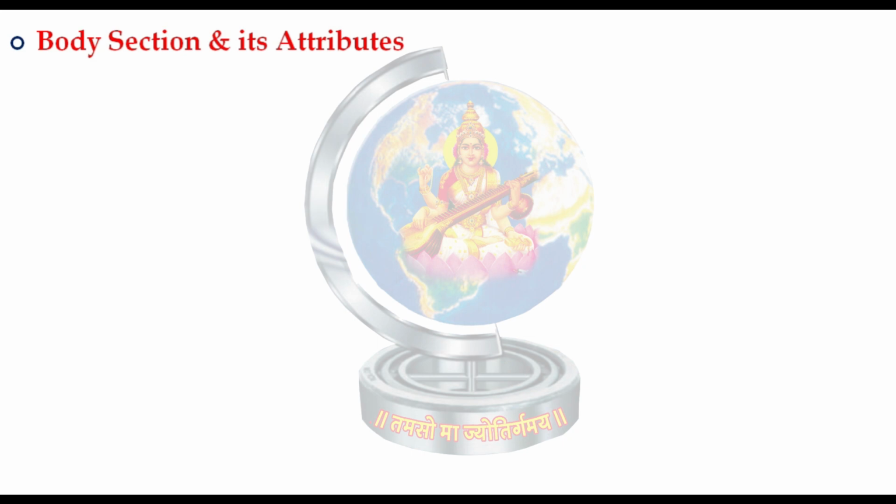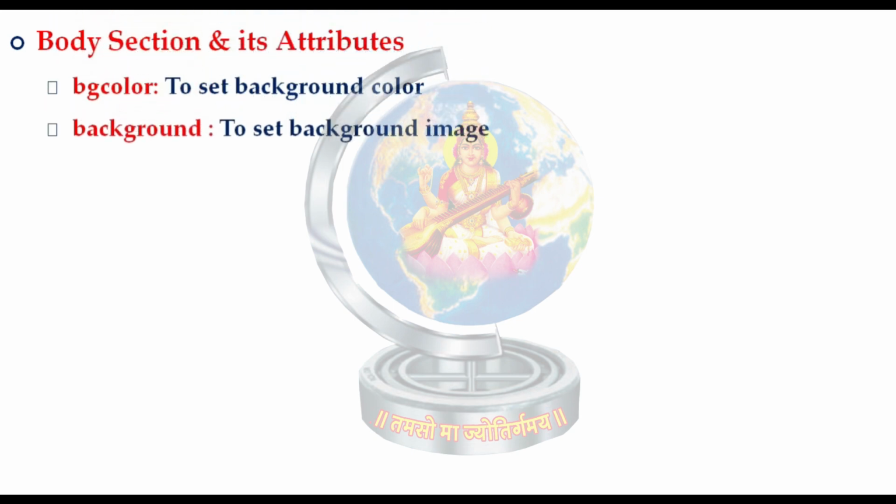In the body section we have seen a total of 5 attributes. The first attribute was BG color, which helps us set the background color of our web page. The second attribute is background, which helps us set a background image inside your web page so that it looks a little more colorful and attractive. The third attribute is text, which helps us set the color of your text or a heading inside the web page. Means whatever content we have written, if you want to set the color of that content, it can be done very easily with the help of the text attribute.